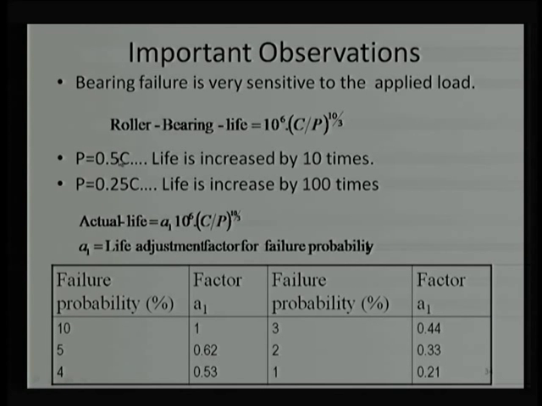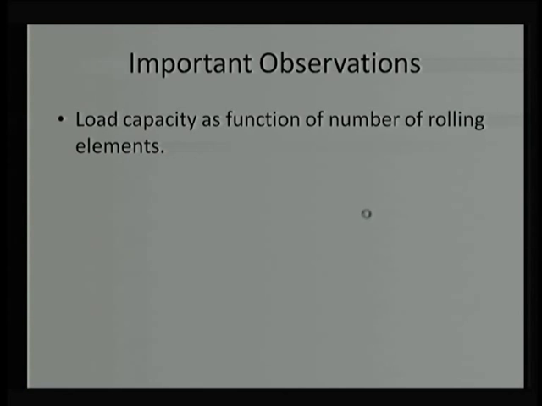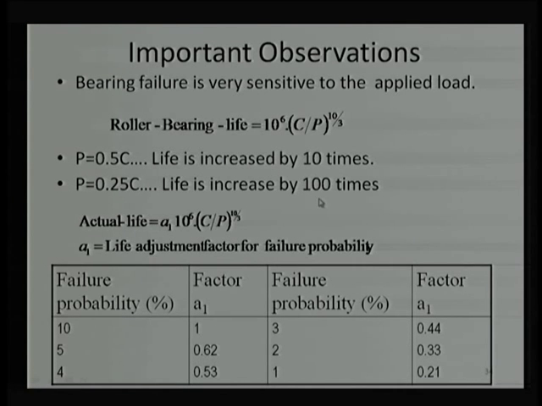Now, if applied load is further reduced to 50% of this 0.5 C, the bearing life is going to increase by another 10 times. That means, if initially we apply P equal to C, and in the second case we apply P equal to 0.25 C, we are going to gain 100 times more life. That means bearing failure is very sensitive to the applied load, particularly for fatigue failure.